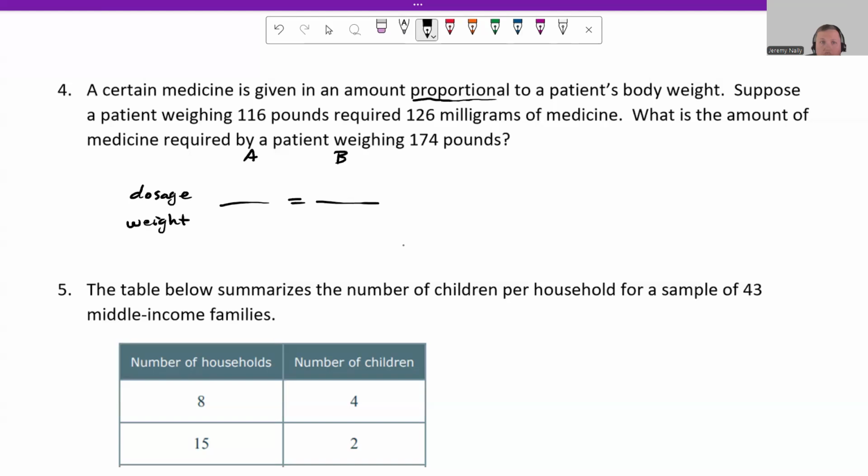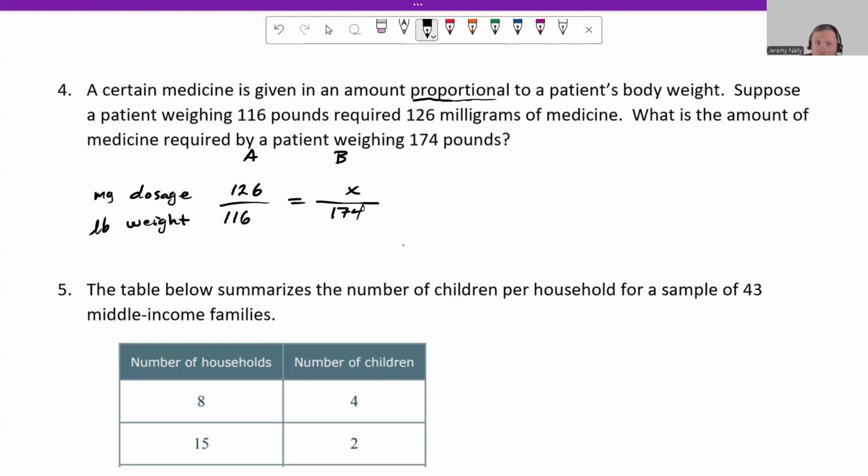So a patient weighing 116 pounds required 126 milligrams of drug. And however you want to label this, this is milligrams of dosage, pounds of weight. And you could have done weight over dosage, just as long as you're consistent. And then what amount of medicine for a patient weighing 174 pounds? Oh, that's pounds, so that should go on the bottom.